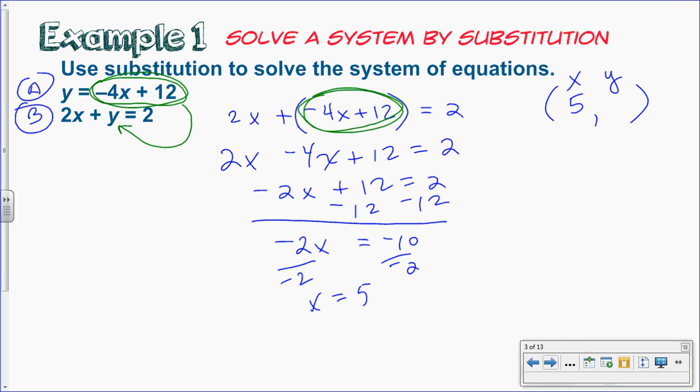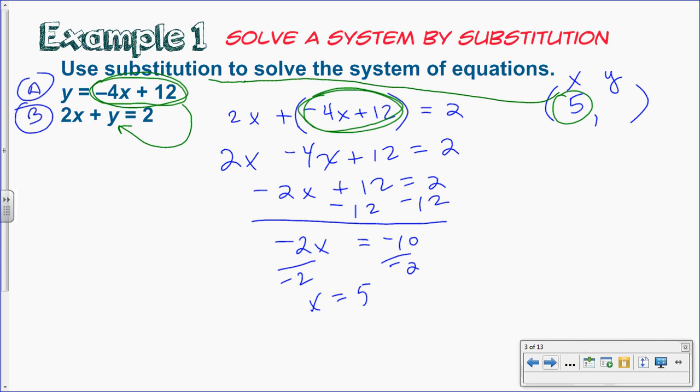Okay. Am I done? What do I need to find out? Okay, so can I not use substitution again? What would I substitute this time? I'm gonna take this 5, put it in for which one? What am I trying to find, guys? So which one would I use? Use equation what? A. Why A, Madison? Because y is already answered.